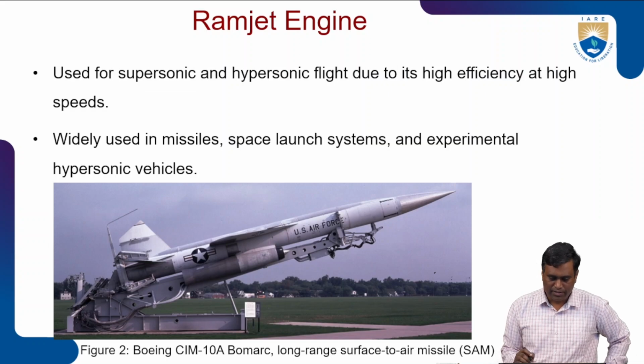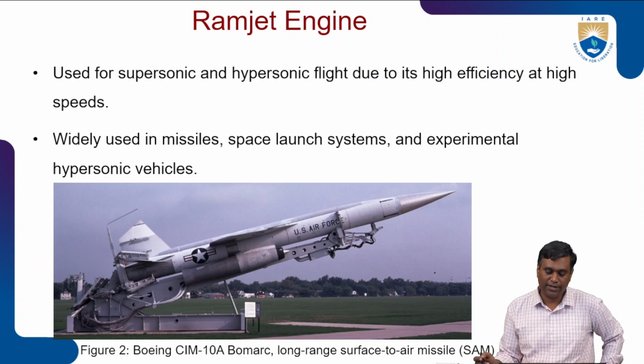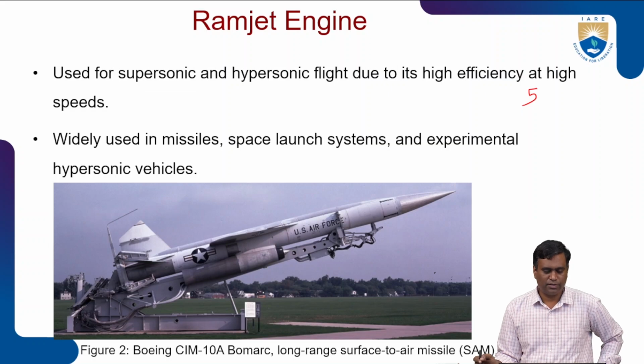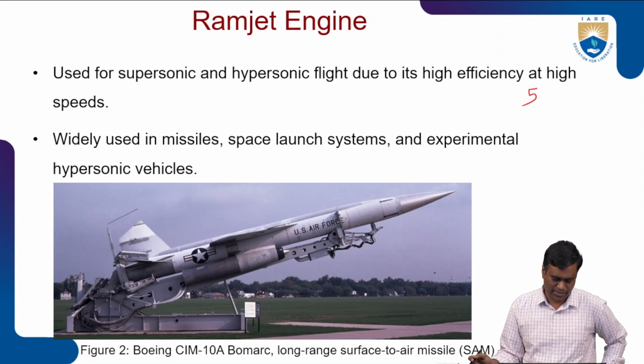So a few applications: ramjet engines are being used for supersonic and hypersonic flight. Hypersonic means with little modification, which we'll see in the next engine. Due to its high efficiency at high speeds, the point to remember is they are highly efficient only at high speeds. When it comes to high speeds, there is a limit, that is Mach 5 here, at 4.5 to 5, especially for the ramjet engine, and it is widely used in missiles, space launch systems and experimental hypersonic vehicles.